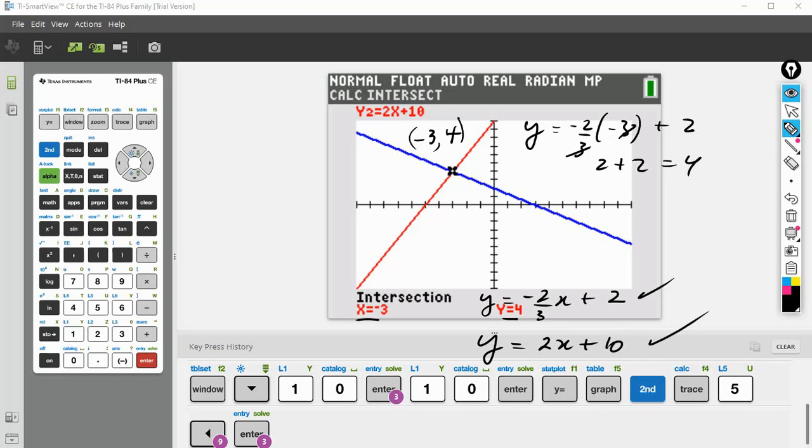Let's see if it solves the second equation. So y is equal to 2 times x, which is -3, plus 10, and this should equal 4. And indeed it does, because this is -6 plus 10, and this definitely equals 4. Therefore, that is the correct solution for the system of equations. And notice that it's only 1 point, because there's only 1 point that is on both graphs simultaneously.